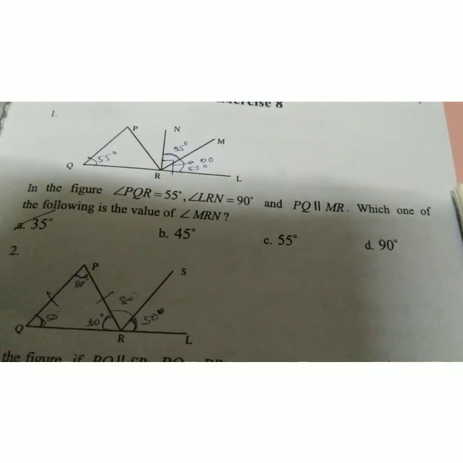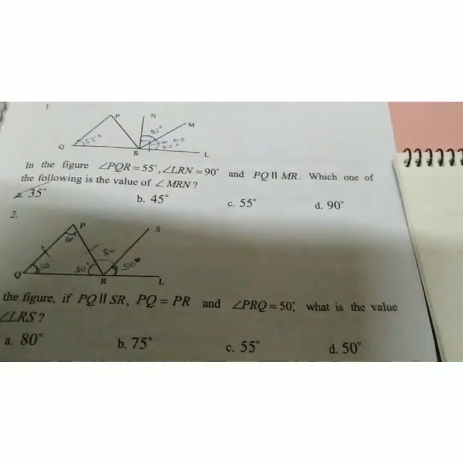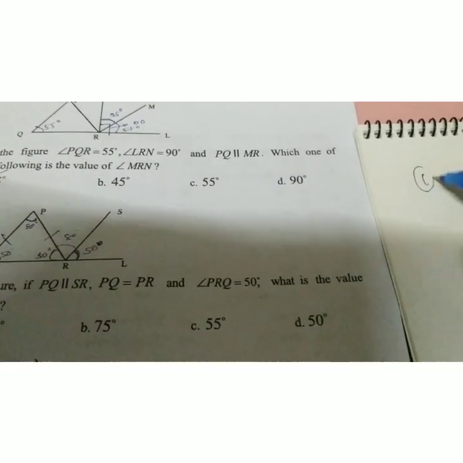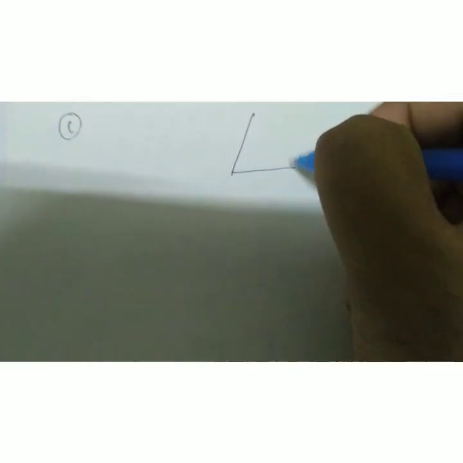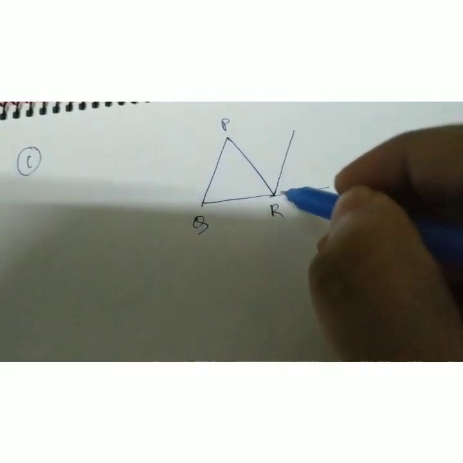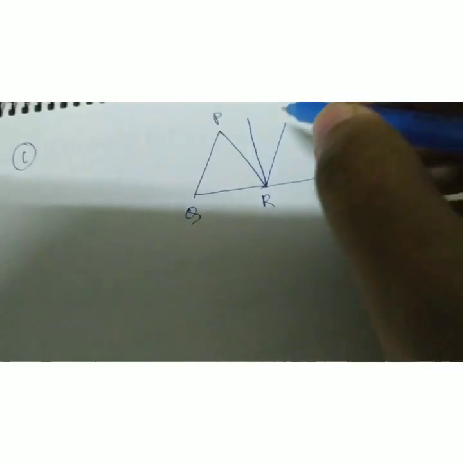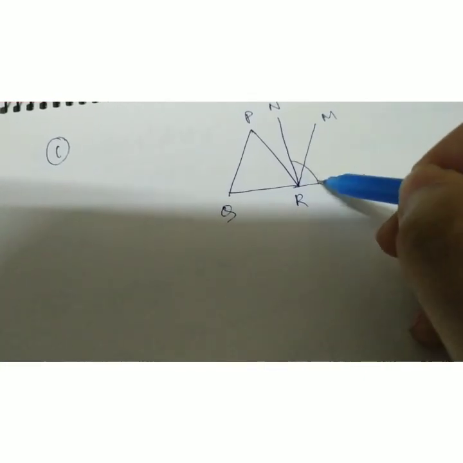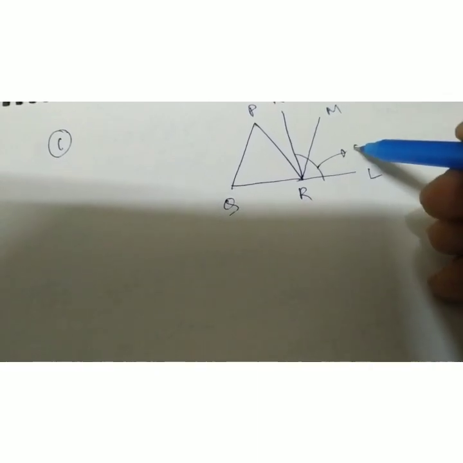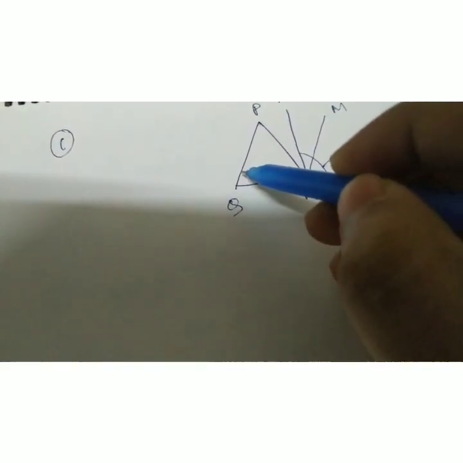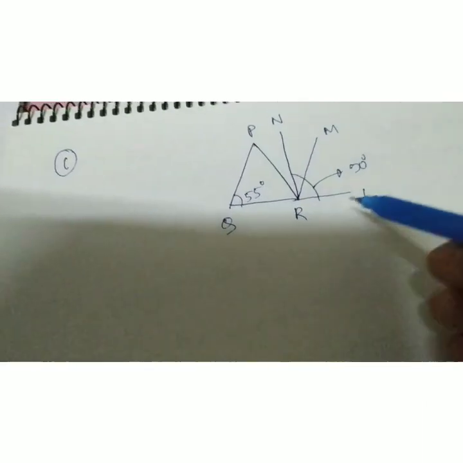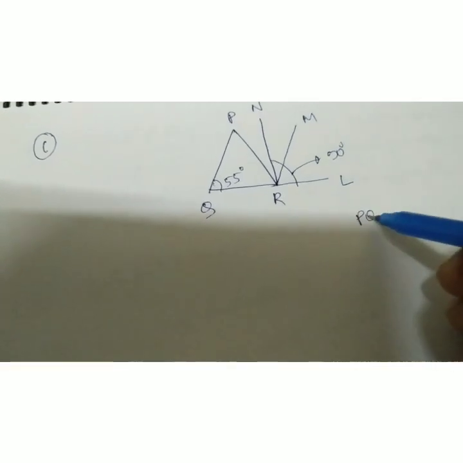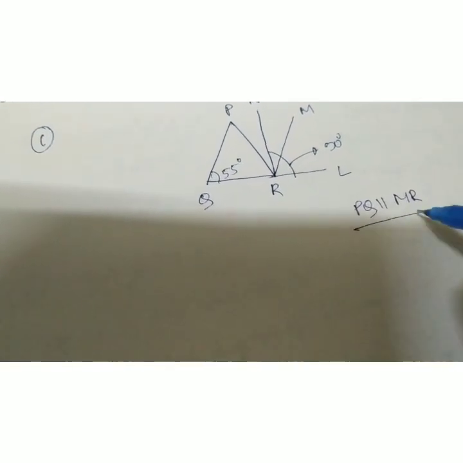Okay, so now we are going to solve a few problems from exercise 8 just to have an idea on how to solve. Let's say number 1. So I have a triangle over here. This is PQR, and let's draw a straight line. This is N, this is M, and this is L. It's already given in the question. This angle LRN is actually 90 degrees, this whole angle, okay. And this angle is already given, this is 55 degrees, and also given is PQ is parallel to MR.